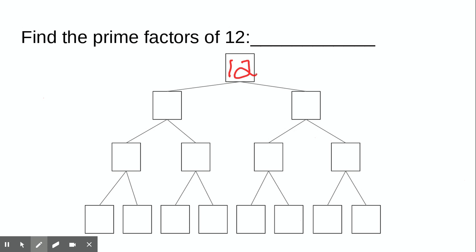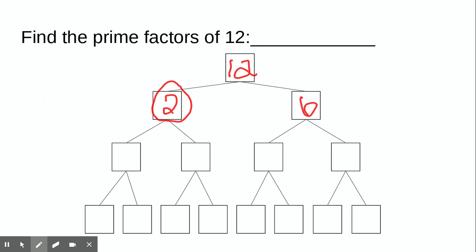For this one, we can try 2 times 6 is equal to 12. Is 2 a prime number? Yes, it is. So we can circle it. Is 6 a prime number? No, it's not. So we can still factor 6 out.